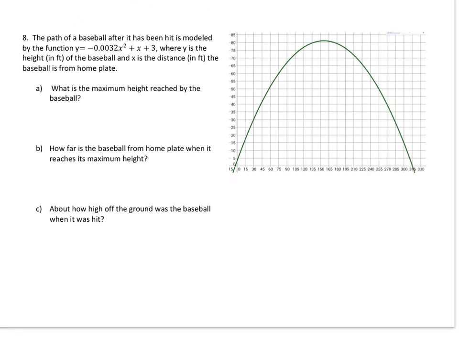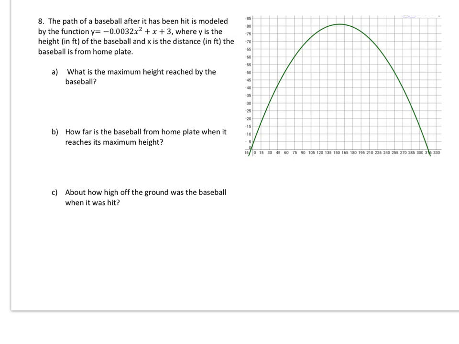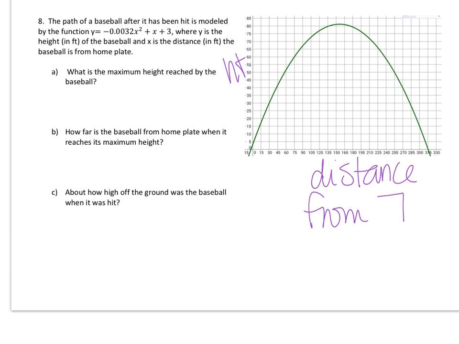Okay, then we can move on to number 8, which is another great problem. We're talking about a baseball, and the y-axis is the height of the ball, and the x-axis is the distance away from home plate. So it asks for the maximum height. So again, we want to look up, and we want to find the highest point on the graph. And when I look kind of over this direction, it's happening maybe around 82. You'll notice I'm putting these little squiggly marks. That just means approximately.